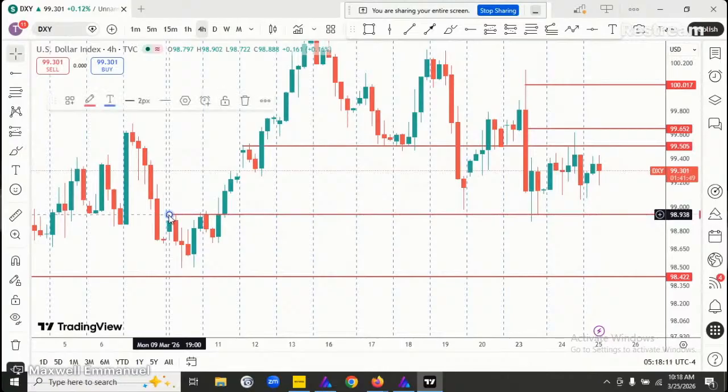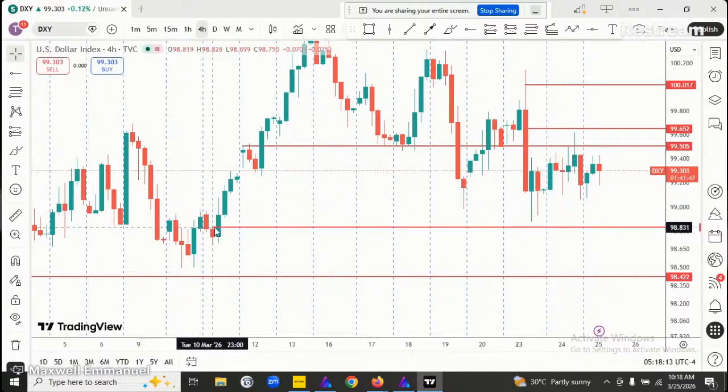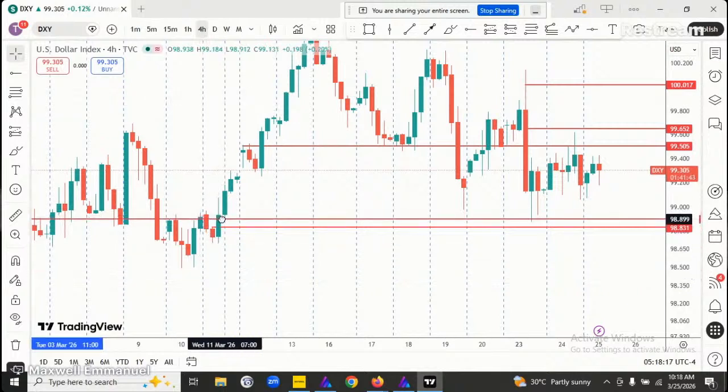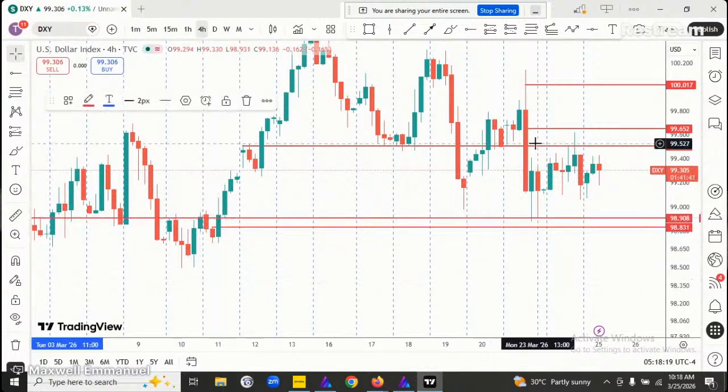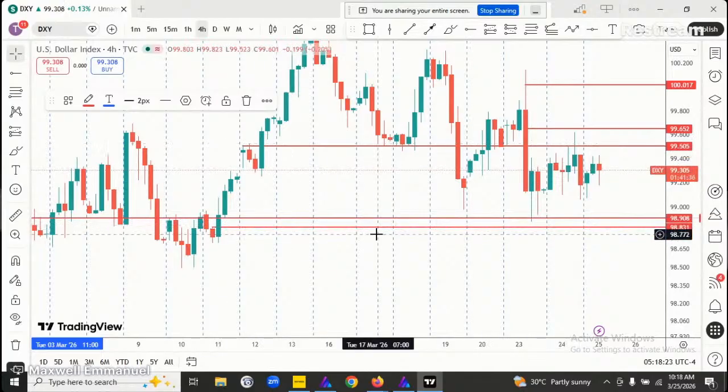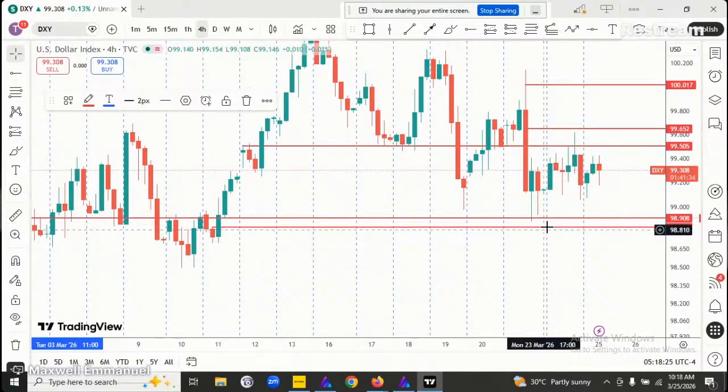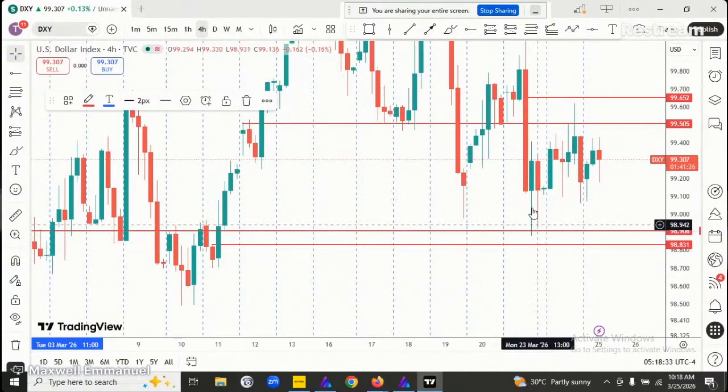See this sell side fair value gap. You can see there was an attempt to fill this fair value gap. So I believe this low might be used as liquidity before the dollar goes bullish.